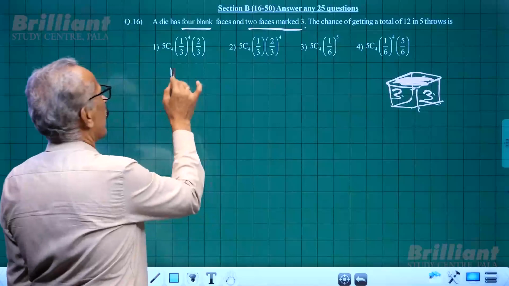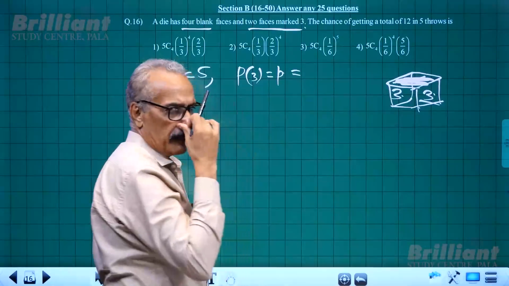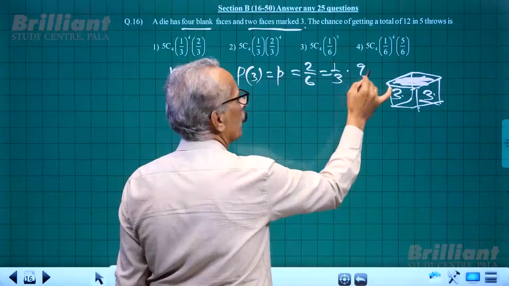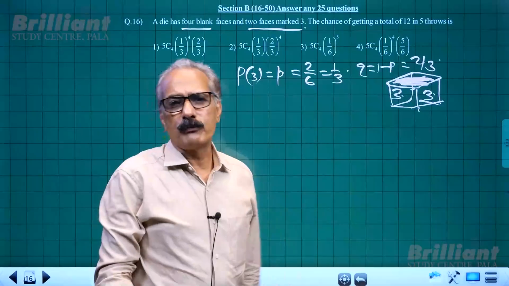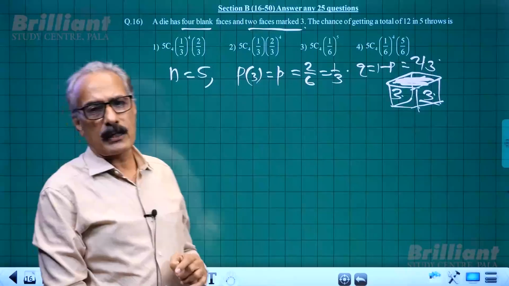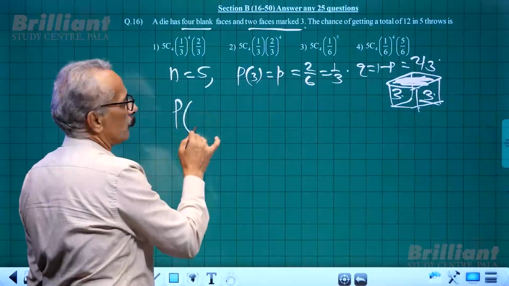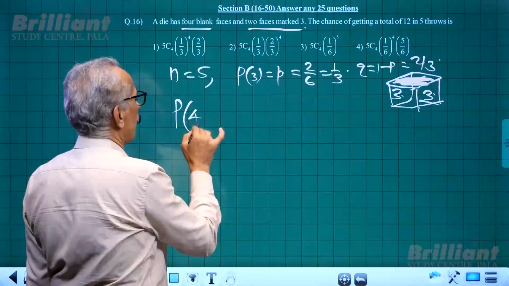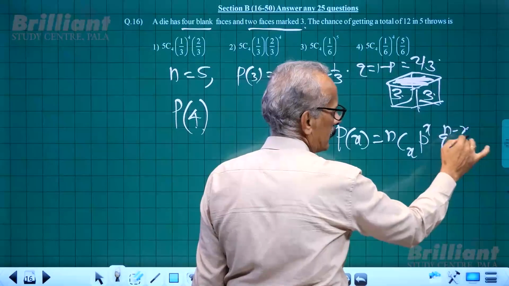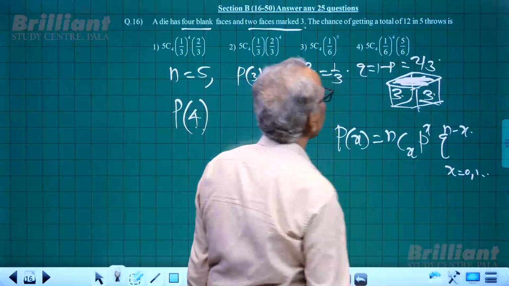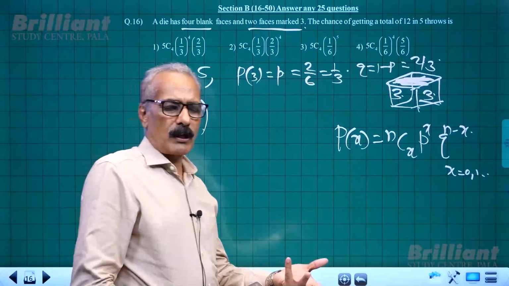It's a binomial distribution, so n is equal to 5. The probability of getting a 3, called p, is 2 out of 6, that is 1 by 3. Therefore q, 1 minus p, is equal to 2 by 3, the probability of a blank. Now you want the chance of getting a total of 12. A total of 12 means 4 dice show 3: 3, 3, 3, 3, that total is 12. So you must have four 3s. The probability of x is NCx p raised to x into q raised to n minus x, the binomial distribution, where x is equal to 0, 1, 2, 3 up to n. In 5 throws we must have four 3s so that the total is equal to 12.